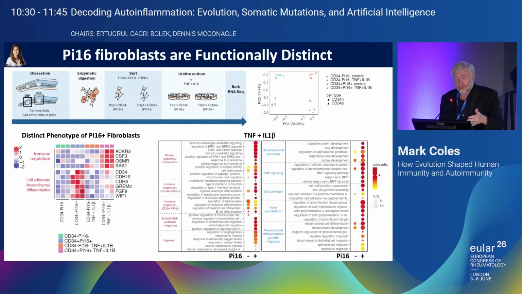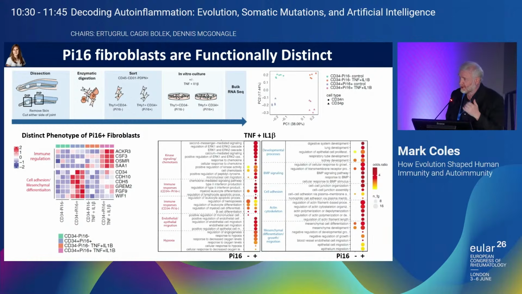These PI16 positive fibroblasts respond by making immunological molecules associated with immune regulation, so they become inflammatory, and in their resting state they express many more adhesion molecules. So they're quite a different population of cells. You can look at a large number of processes, from immune responses to endothelial migration. All of these are regulated, and they respond very differently from the fibroblasts in the lining layer when hit with inflammatory signals.